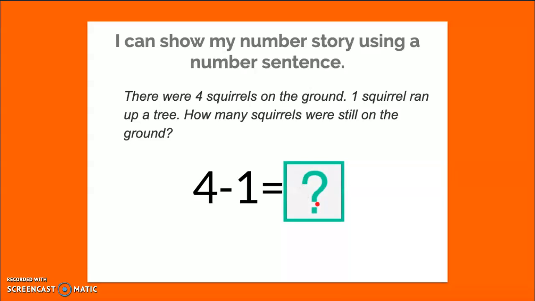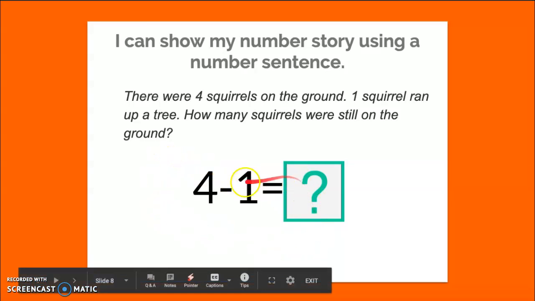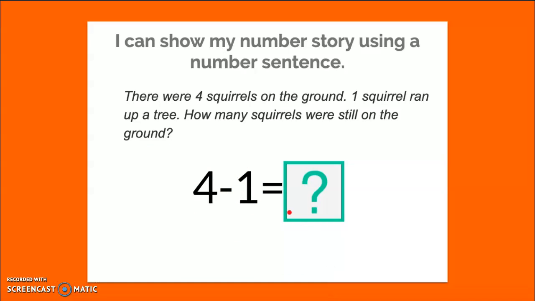Now, why did I take away the 3? Because that is the missing information that we didn't know. So if you're working with number sentences, you might get the number sentence 4 minus 1 equals, without an answer, and you have to figure out what the answer is. You can do that using your picture model.